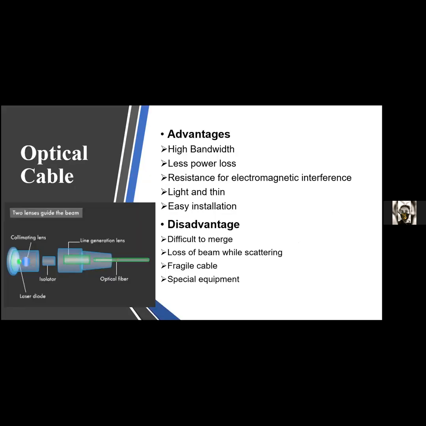Advantages of optical cable: it has high bandwidth and less loss of power. It is also light and thin and easy to install. Disadvantages: it is difficult to merge at a single point, and even while there is a loss of signal, it can affect the whole wiring system. It is also very fragile, and it requires special equipment for its installation.